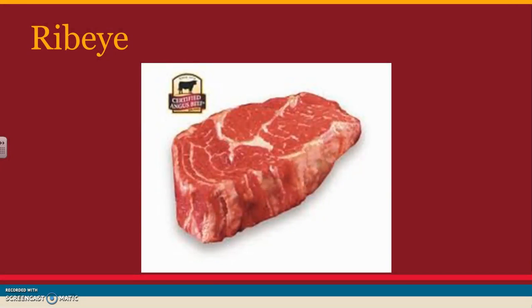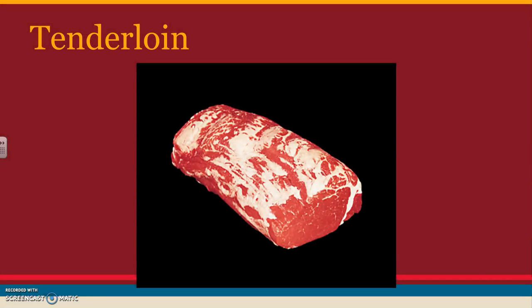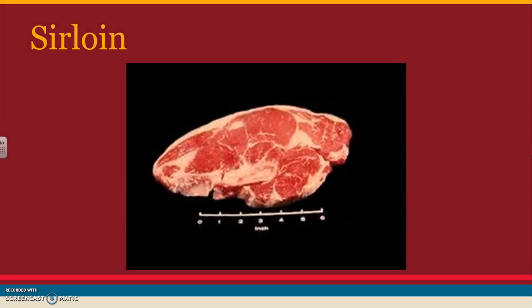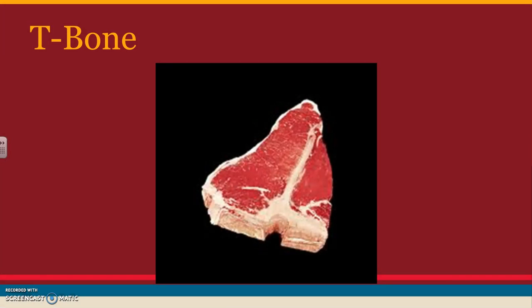So this is what your ribeye looks like. You can definitely find this in the grocery store. An example of the tenderloin. It looks similar to a tenderloin from a pig, so a pork tenderloin, except it's significantly bigger because it comes from a cow as opposed to a pig. Here's your sirloin. This is honestly my favorite cut of beef to eat. There's your rump. And there's your T-bone. It is so named because this is actually bone, and it makes a T.